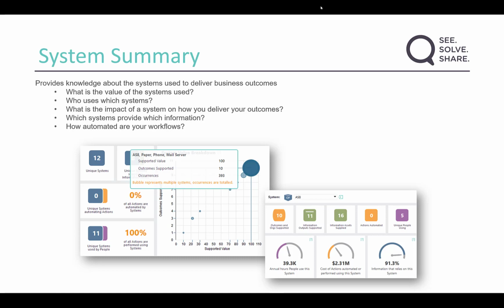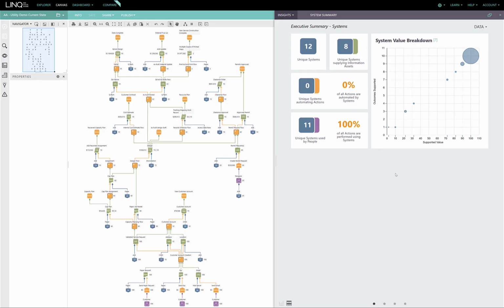These are systems that are used by people to do work, systems that automate work, or systems that provide information. So this summary allows us to really understand the technical DNA of the organisation. The system summary starts off with an overview of our systems captured, including the number of outcomes they support against the value that's been allocated to them. We can use this bubble chart to really understand which systems are the most important to the organisation.